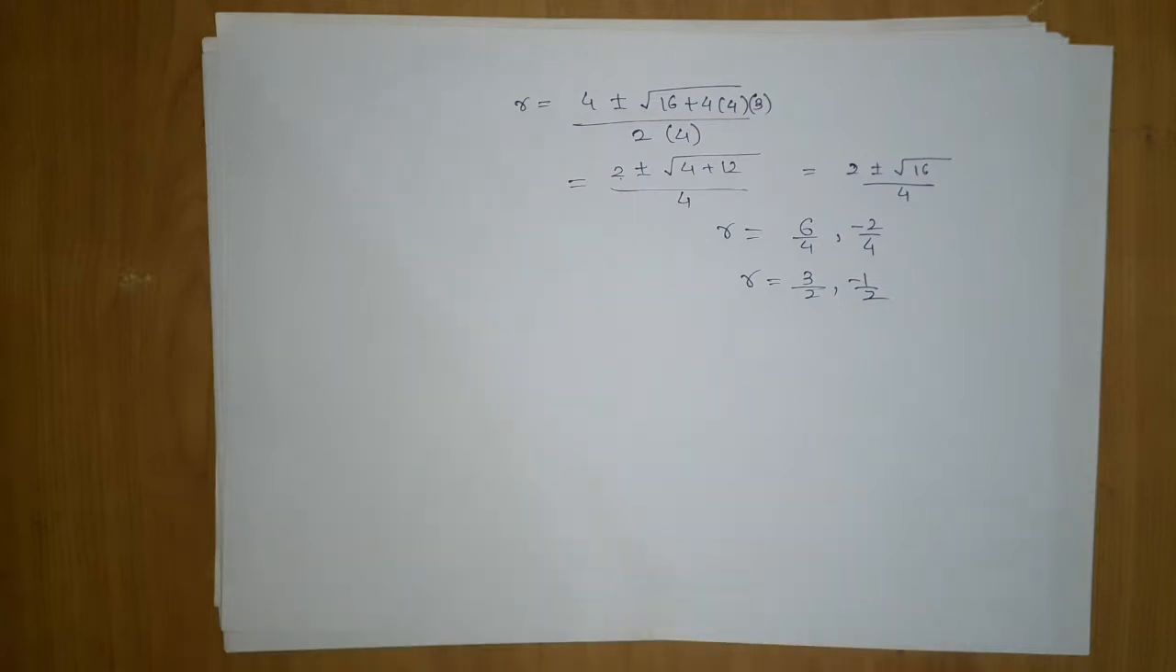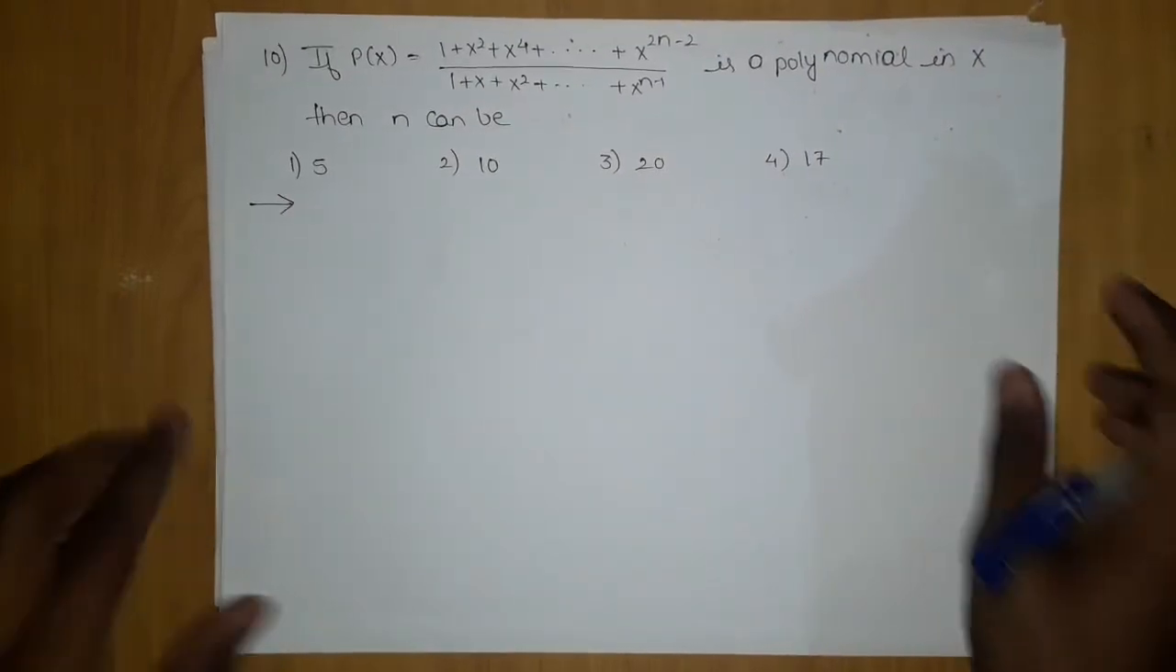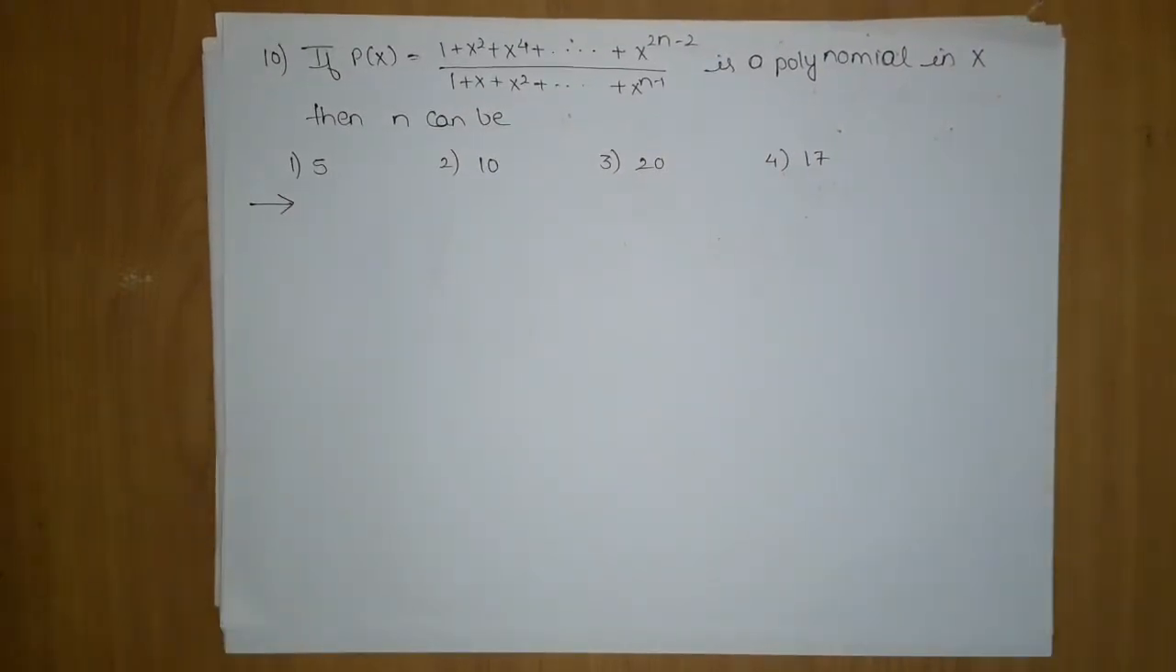So the next question, let me get the page. This is the 10th question. The question says, if p of x, which is a polynomial, 1 upon x square plus x raised to 4 and so on till x raised to 2n minus 2, upon 1 plus x square and so on till x power n minus 1, is a polynomial in x, then n can be, first is 5, 10, 20, 17.